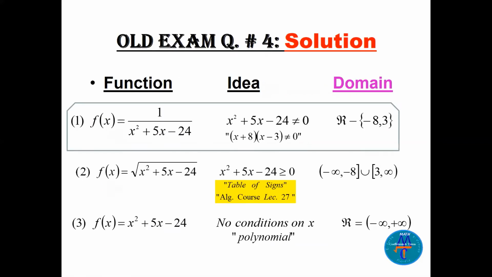So the first one, I factor here. This cannot be 0 in the denominator. So x squared plus 5x minus 24 cannot be 0 because we have 1 over that. If you factor it, x plus 8, x minus 3, correct? Minus 24 plus 5, yes. So what will make the denominator 0? 3 and minus 8. Now look at the domain, R, which means all real numbers except minus 8 and 3.